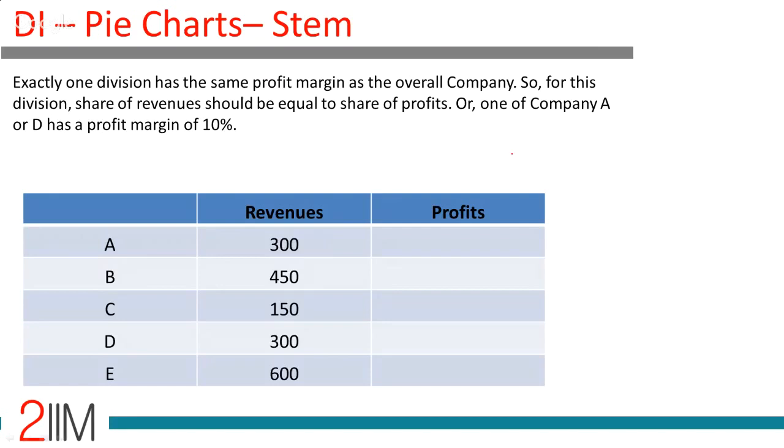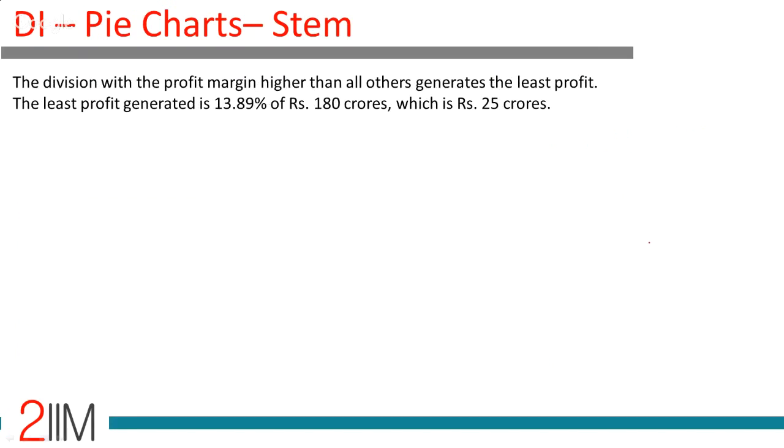This we already figured out. A or D should be the company with 30 crores profit with a profit margin of 10%. This again we have done. Let's build on this. The division with a profit margin higher than all others generates the least profit.